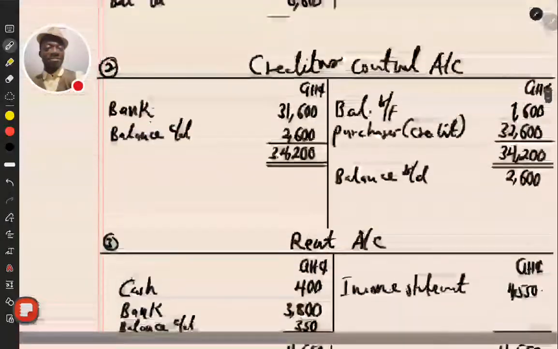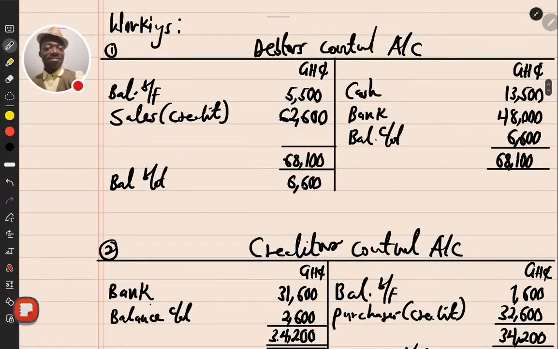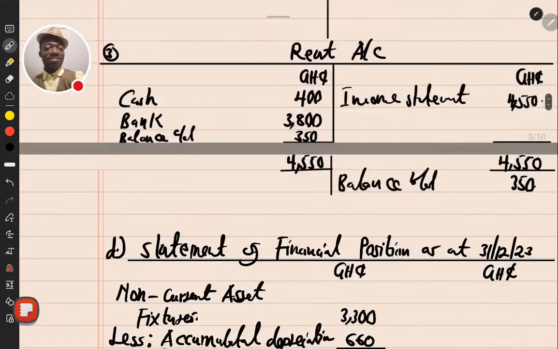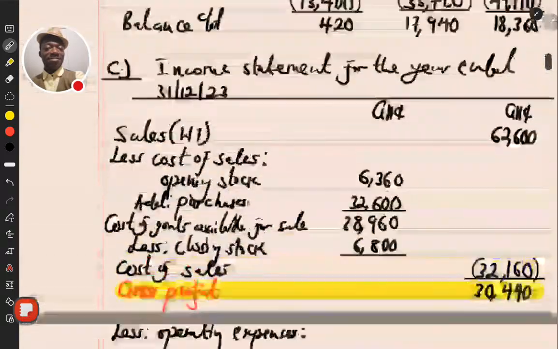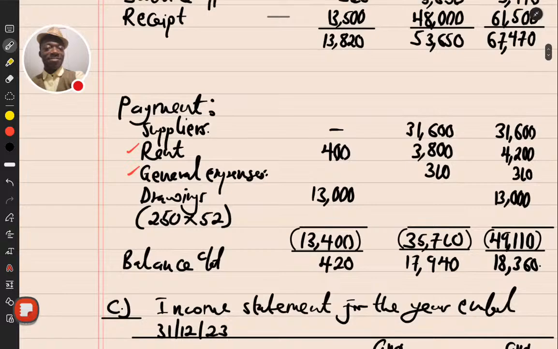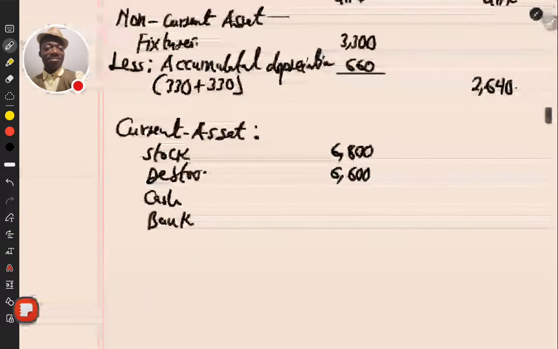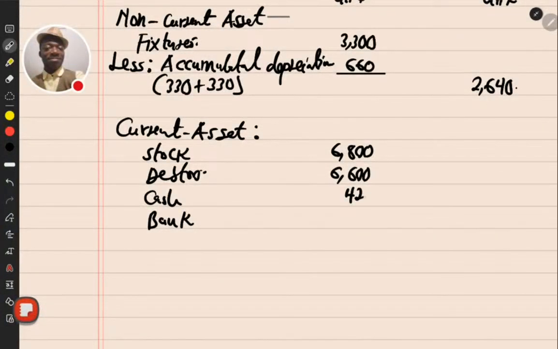Then debtors here, per our workings. The balance should be 6,600. Present that also here. Then cash balance, we go to the cash book. What was the cash balance? Cash balance is 420 that you can see generally here. And then bank balance, 17,940. So for cash, we have 420. For bank, we have 17,940. That was all for the current asset.